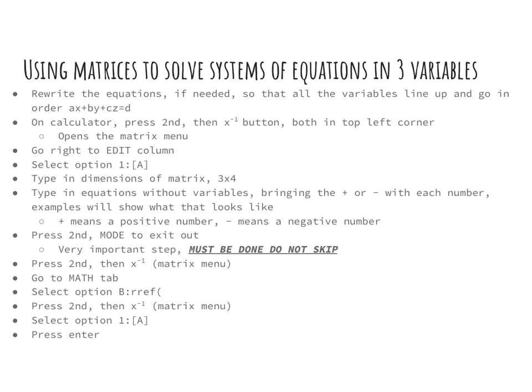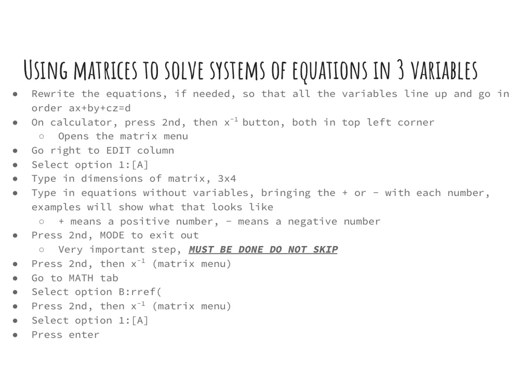And then you go right to the edit column. You select that first one, A. You type in your dimensions of your matrix and you want it to be a 3 by 4. So always have it as a 3 by 4 matrix. You type in the equations without the variables, bringing the positive or negative with each number, and the examples will show you what that looks like.